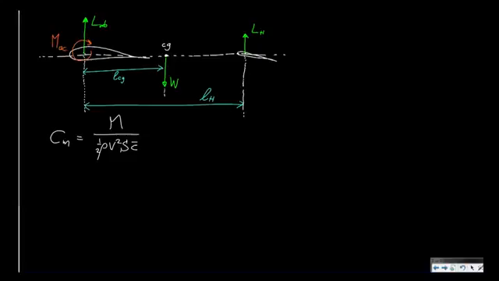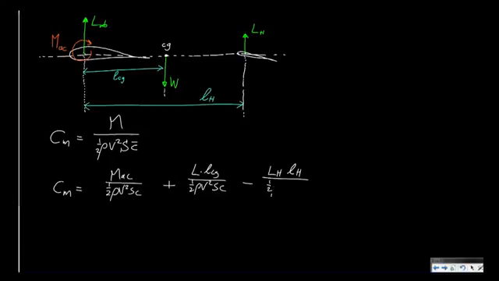And this also goes for our equation. So let's fill our equation in and divide every part by half rho v squared SC. So we had the moment around the aerodynamic center. This has to be divided by half rho v squared SC. We also had our lift as a positive contributing lift times LCG, which has to be divided by half rho v squared SC, and also our negative contribution to the moment divided by half rho v squared SC.